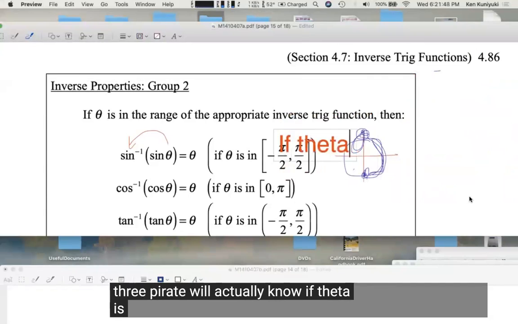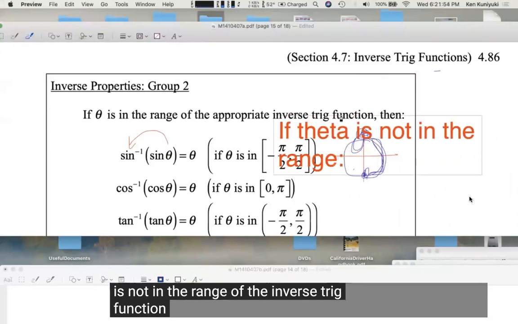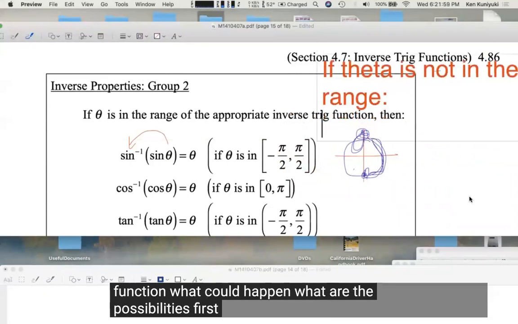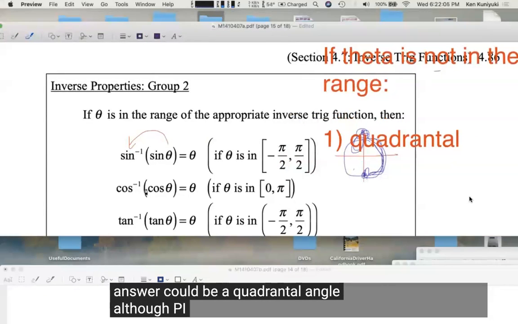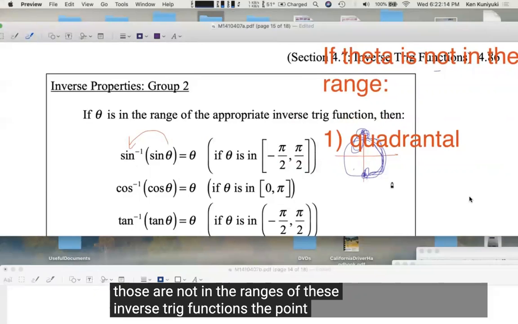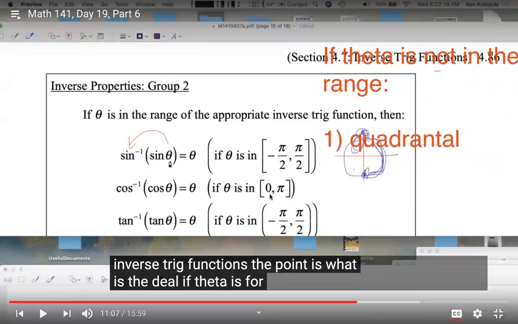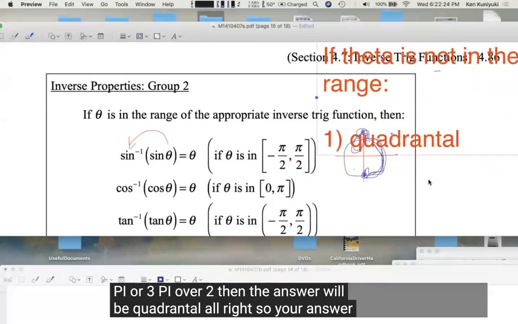If theta is not in the range of the inverse trig function, what could happen? What are the possibilities? First of all, the answer could be a quadrantal angle, although pi and 3 pi over 2 and 2 pi are not in the ranges of these inverse trig functions. Well, no, pi is in the range of inverse cosine, just barely. One note: for example, pi or 3 pi over 2, then the answer will be quadrantal. All right, so your answer could be quadrantal.